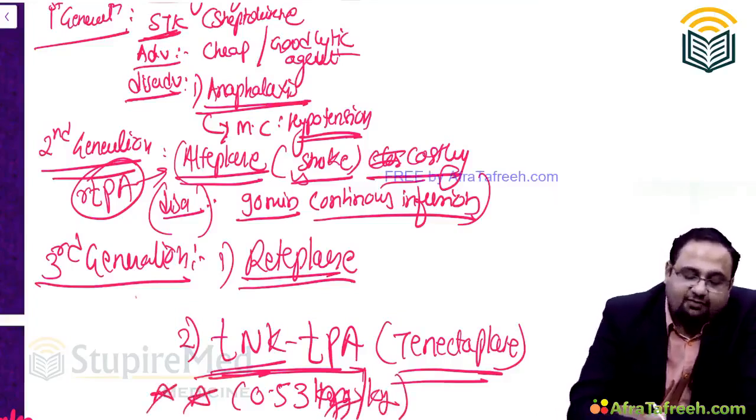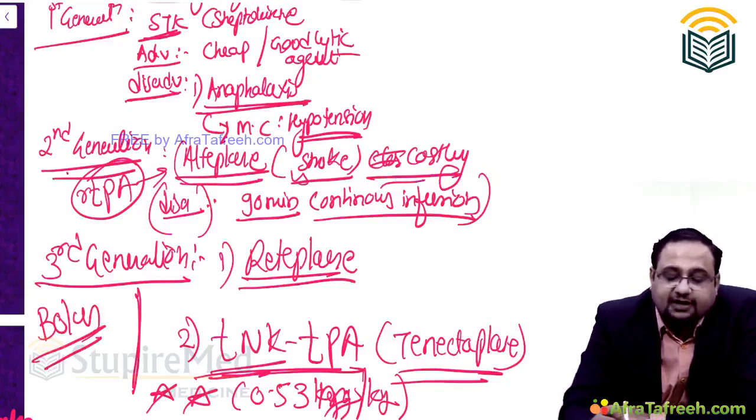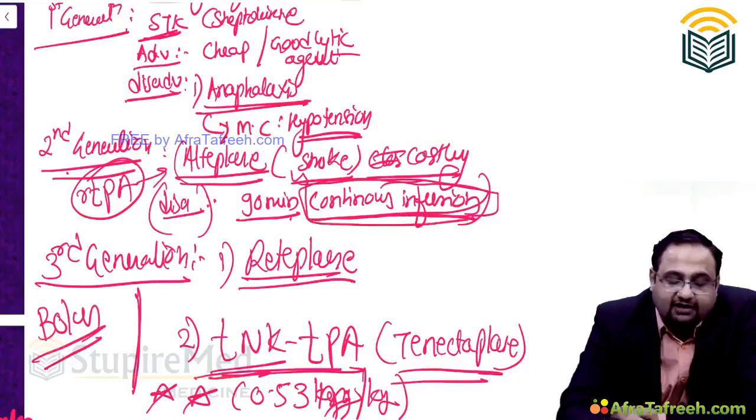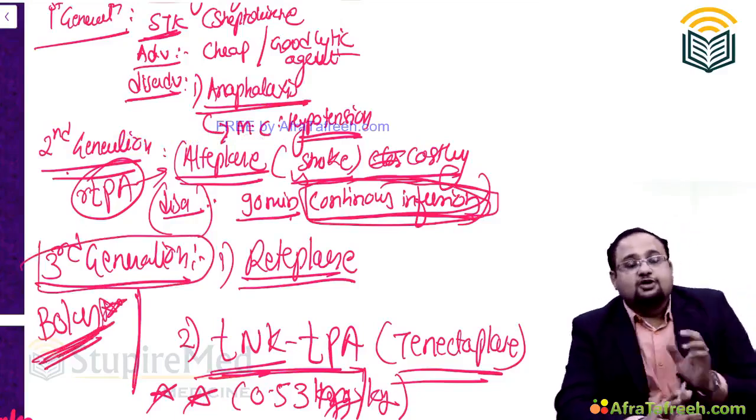The advantage of both, and why the third generation came into the market, is that they can be given as a bolus dose. On the contrary, the disadvantage of the second generation was that it has to be given as a continuous infusion. The third generation can be given as a bolus dosage.